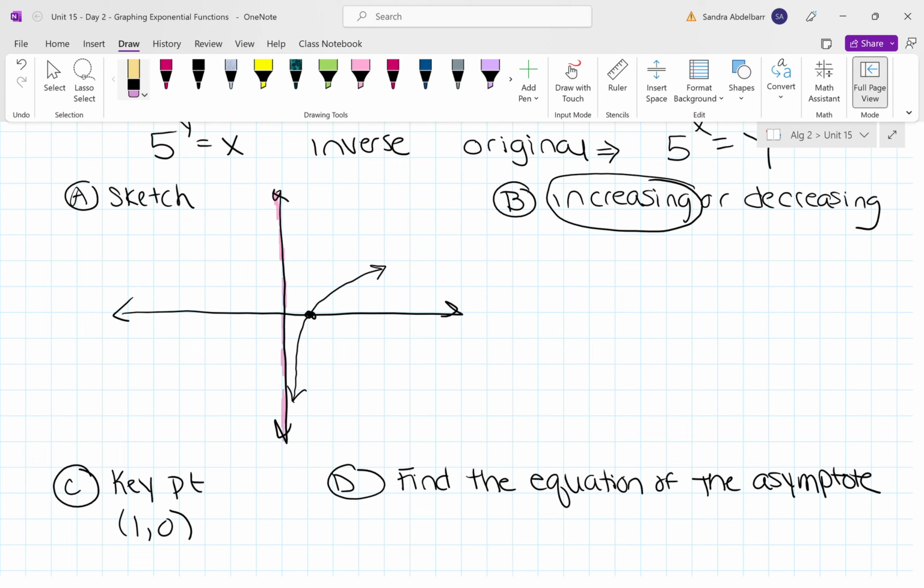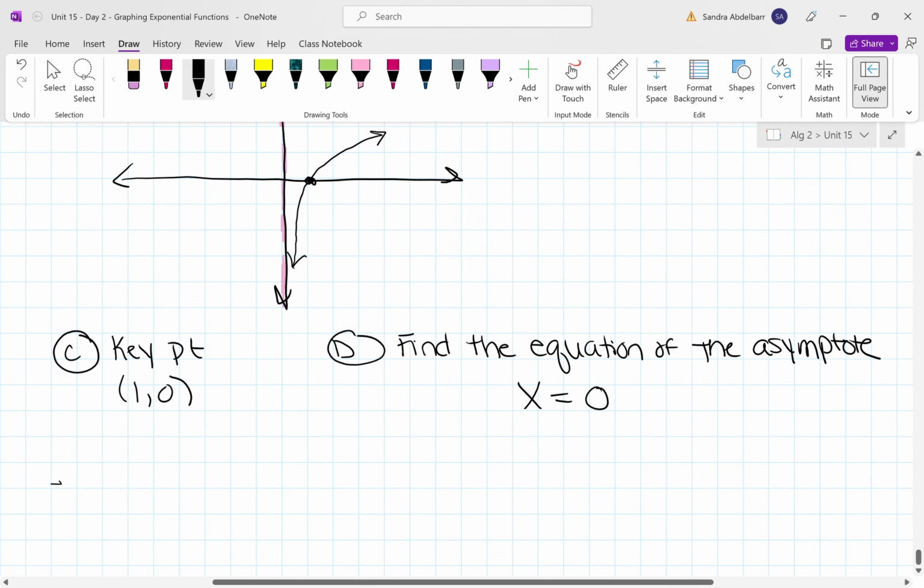All right, so the equation of this line is x equals 0. If you hit the X, you're going down. All right, last, I want to now find the domain and range.